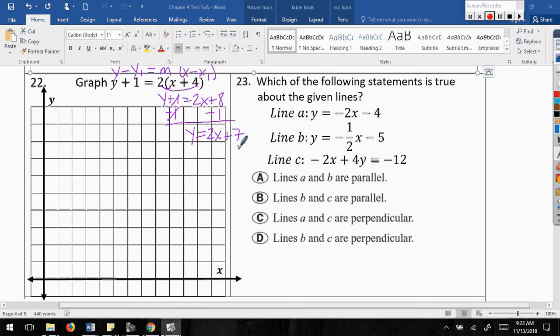So if I graph, go up to 7, 1, 2, 3, 4, 5, 6, 7. And I have a slope of 2, which means up 2 and over 1. Okay?